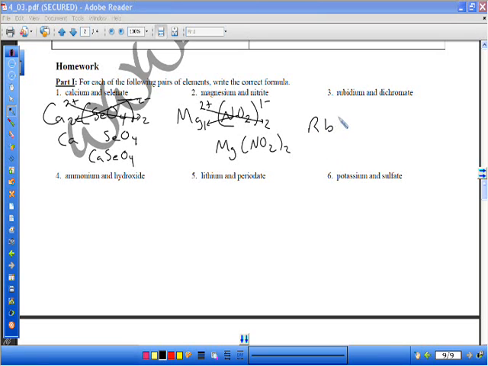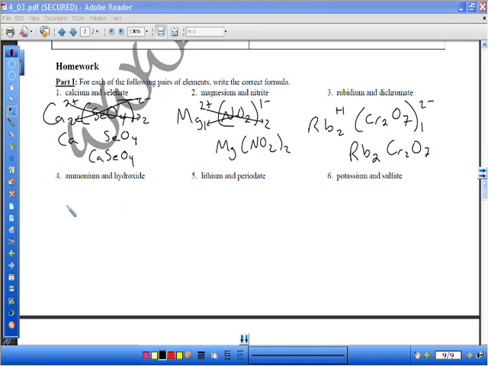Rubidium, +1. Dichromate. Find dichromate. Cr2O7, -2. So this will come out to be Rb2Cr2O7. Again, crisscross the 2, crisscross the 1. I don't need the 1, and I don't need the parentheses.